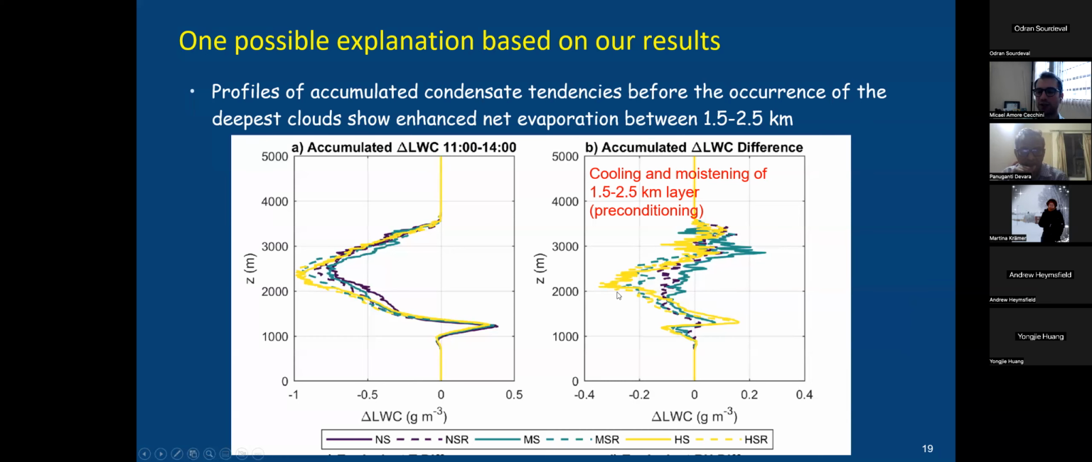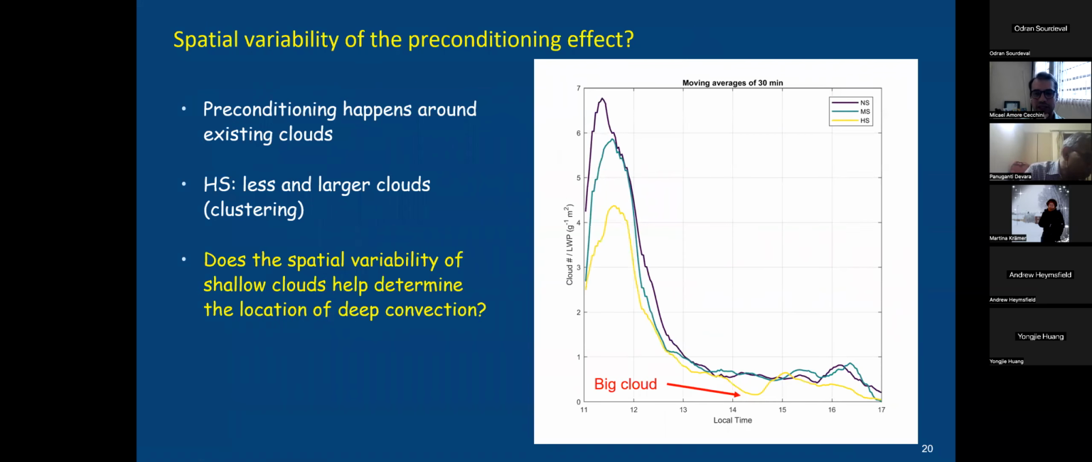So when the new generation of clouds reach, the cloud base is about 1 kilometer here, and when they reach 1 kilometer depth, then they will reach an atmosphere layer with more moisture so that they can keep growing. And then I was trying to quantify the clustering effect.